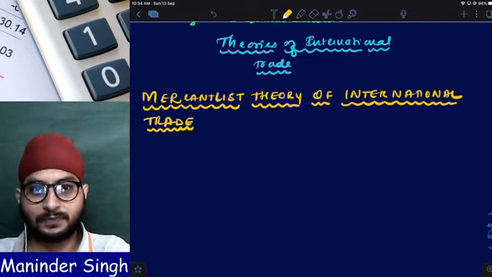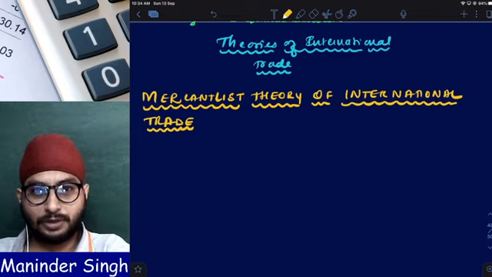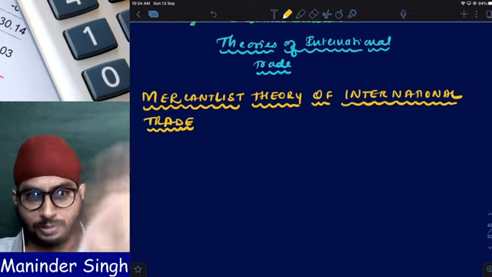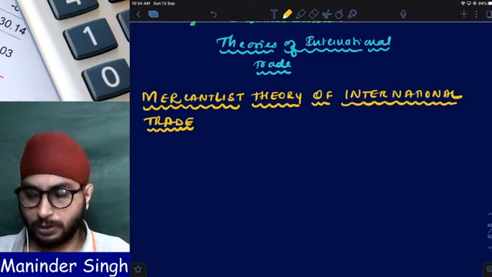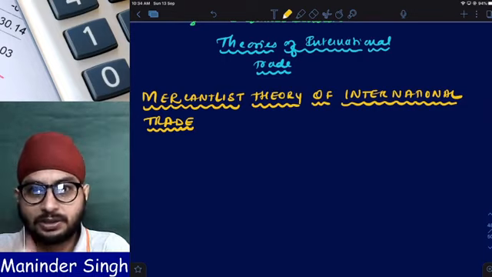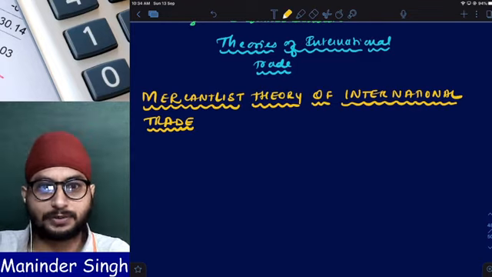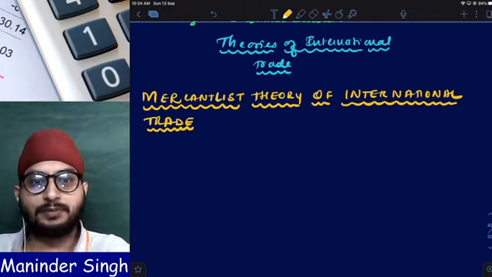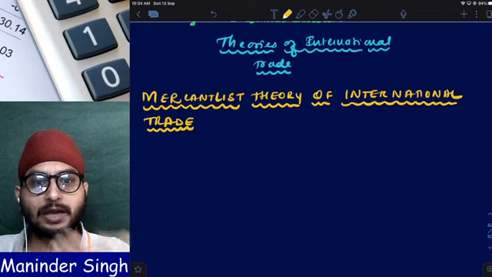Don't write this in the exam. Don't write "grandfathers" in the exam. It is just to explain to you. Now let us see, what is mercantilist theory? Was it given after Adam Smith's theory or before Adam Smith's theory? It was given before Adam Smith's theory. Clear?